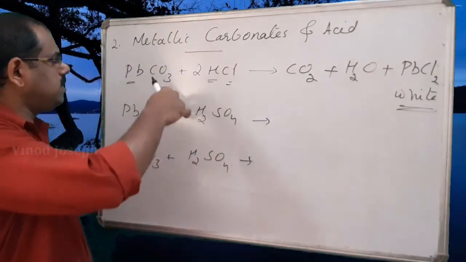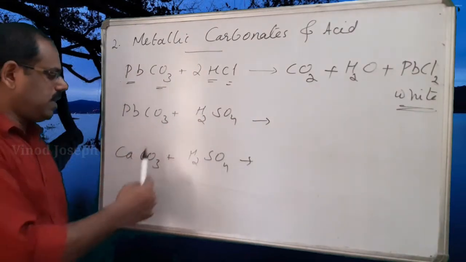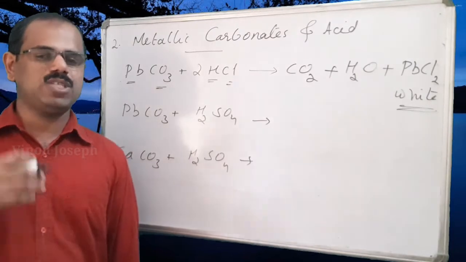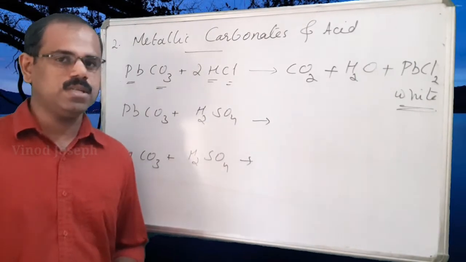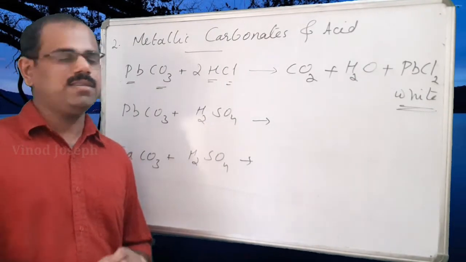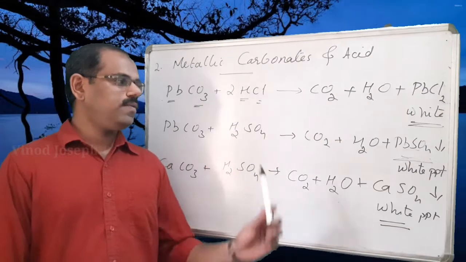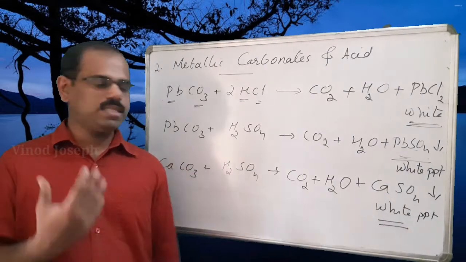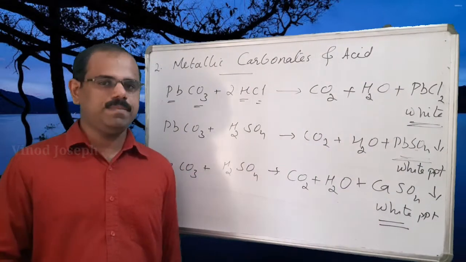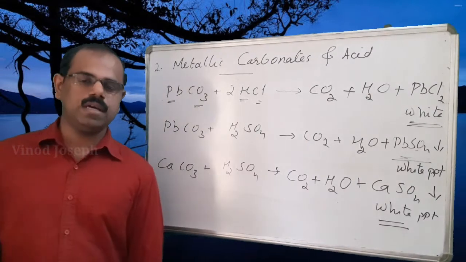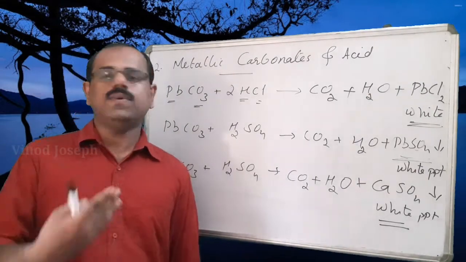In the same way, lead carbonate with sulfuric acid gives a white precipitate. These are solid precipitates, so there is no further reaction; the reaction immediately stops there. The same way, we get lead sulfate, which is a white precipitate, and calcium sulfate, a white precipitate. Soon after the precipitate forms, the reaction stops there; it doesn't run further.